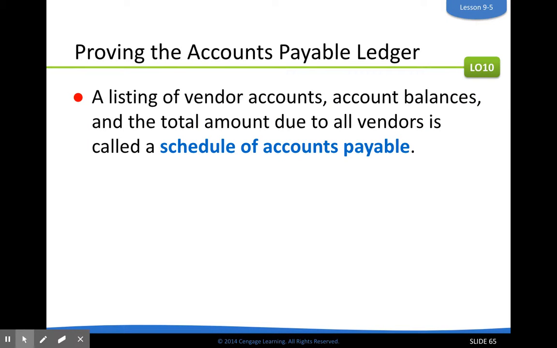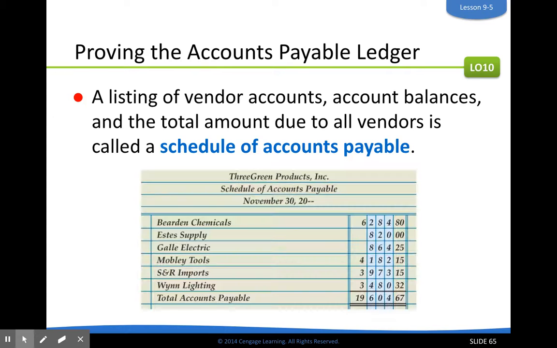This lists out all the vendors and how much we owe to each individual vendor, as well as total up how much we owe all of them together. So it's simply carrying the balances from each individual ledger and putting them into this schedule of accounts payable. So you can in one glance look and see each of our vendors, how much we owe each individually, as well as how much we owe them total. So that is a schedule of accounts payable and something that'd be very beneficial to a manager or an owner to see everything in one simple form.